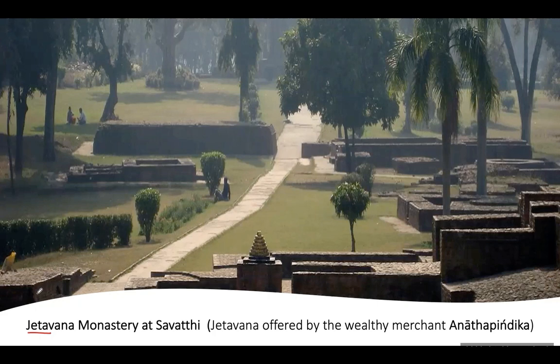Anathapindika offered to buy the park from Prince Jeta, but the prince refused. Anathapindika kept asking to buy that land. Then Prince Jeta told Anathapindika, okay, if you cover the land with gold, then I might think about selling this land. Upon the prince's comment, Anathapindika covered the land with gold coins. He brought gold pieces in wagons to cover the land.